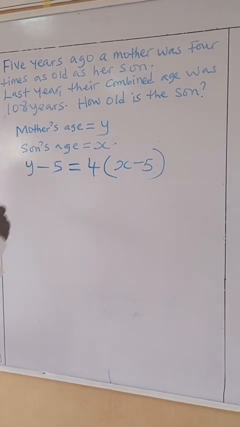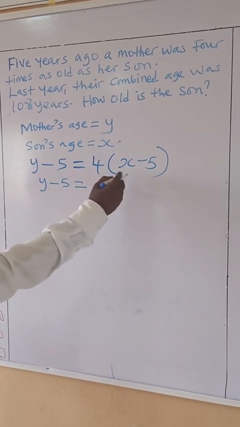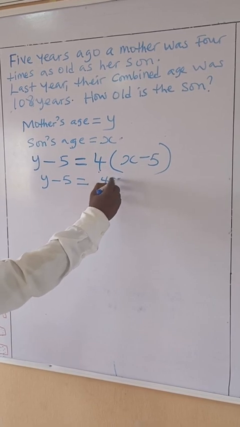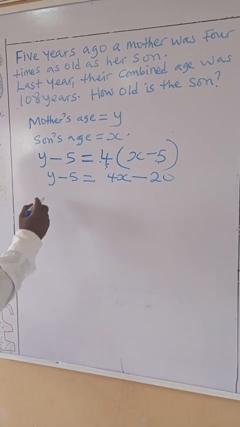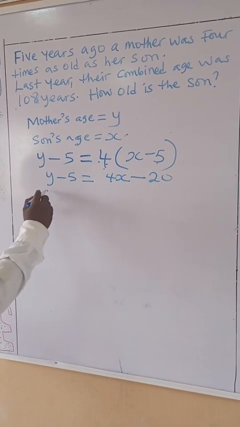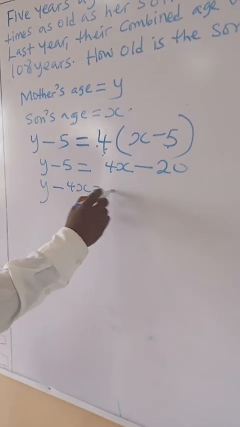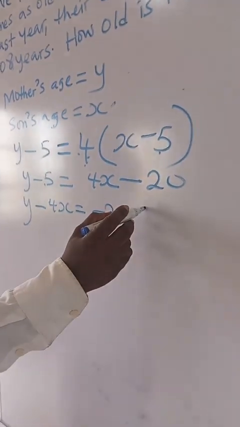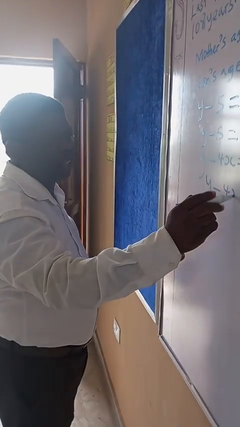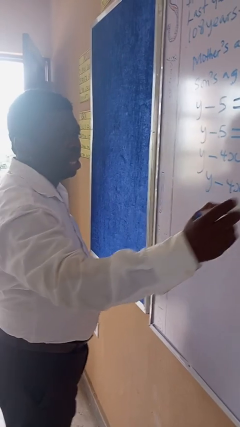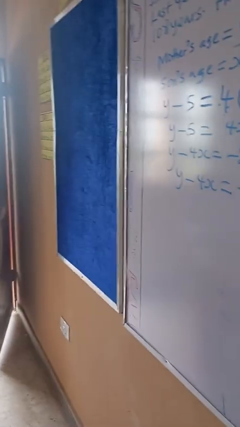Now, look at it. I will now solve this question. y minus 5 equals, I'll open the bracket, 4 times x, gives 4x, plus times minus, that is minus 4 times 5, that's 20. Then I will collect like terms here: y, bringing 4x here, minus 4x, equals minus 20, the minus 5 crosses to the other side and changes to plus 5. Then I have y minus 4x equals minus 20 plus 5, that is minus 15. I will call this equation 1.